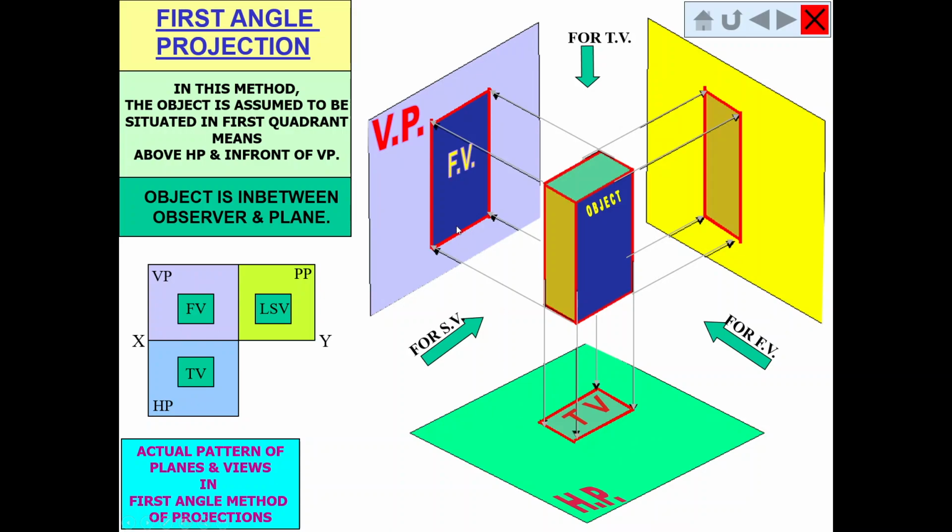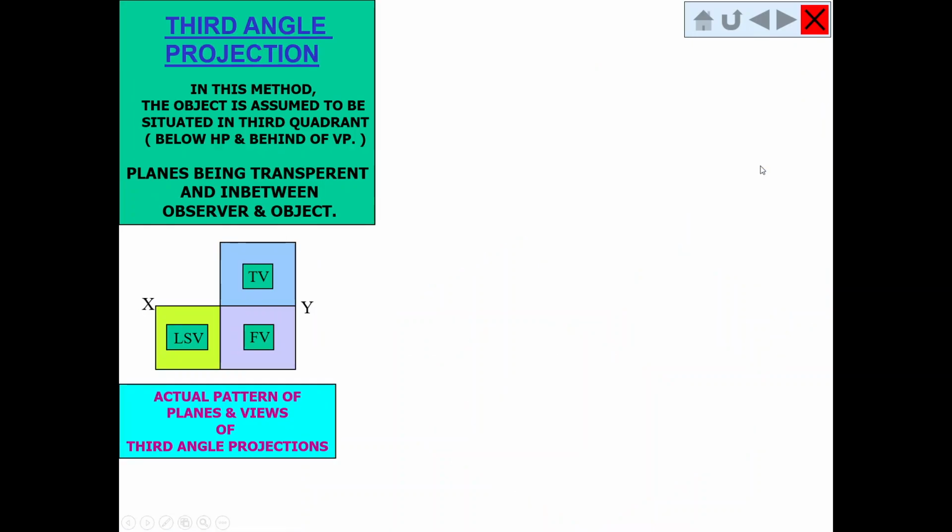So the front view always lies over the vertical plane, whereas the top view always lies over the horizontal plane. As you are observing from the left side, the view is visible on the right side. So this is your profile plane, and this is the side view.